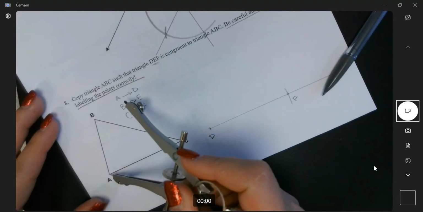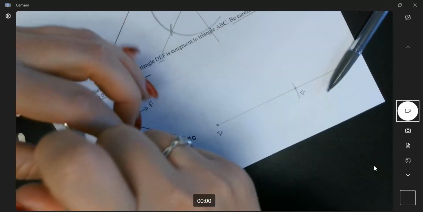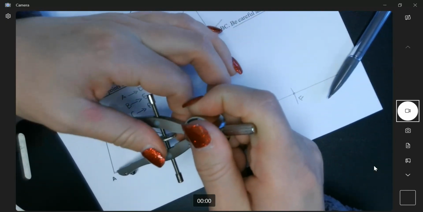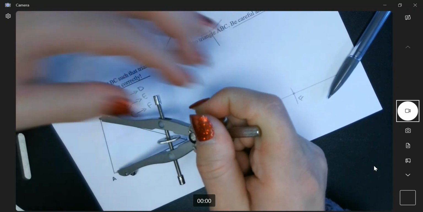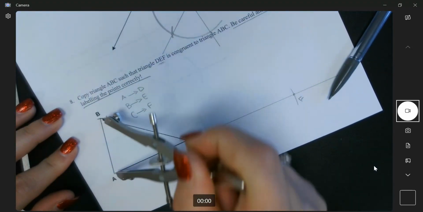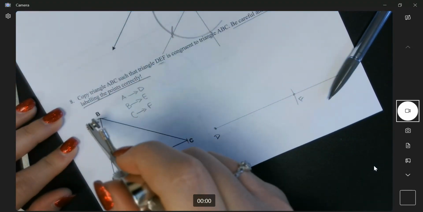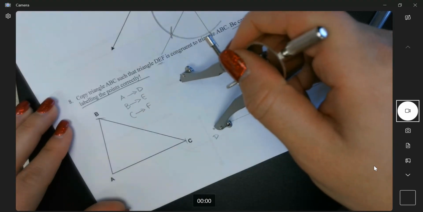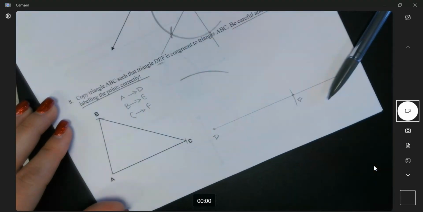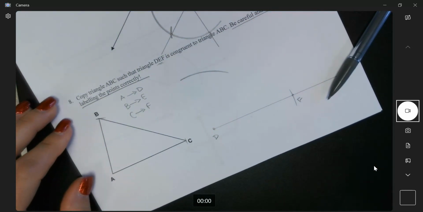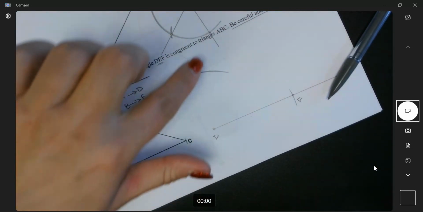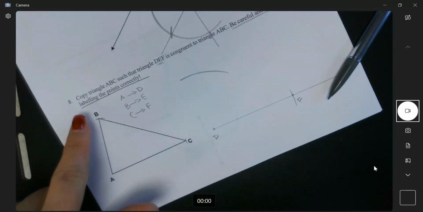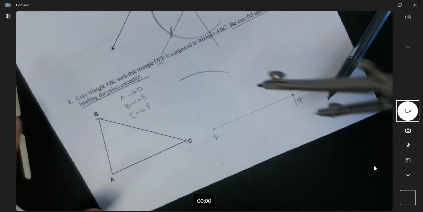So I'm going to place the point of it on A, and try to make it so that the pencil is on B. There we go. There's B. And I'm going to shift this over and place the point of my compass on D now and make an arc like this. So that's telling me that E should be somewhere along this line once we have the other arc where we have the length of BC measured out.